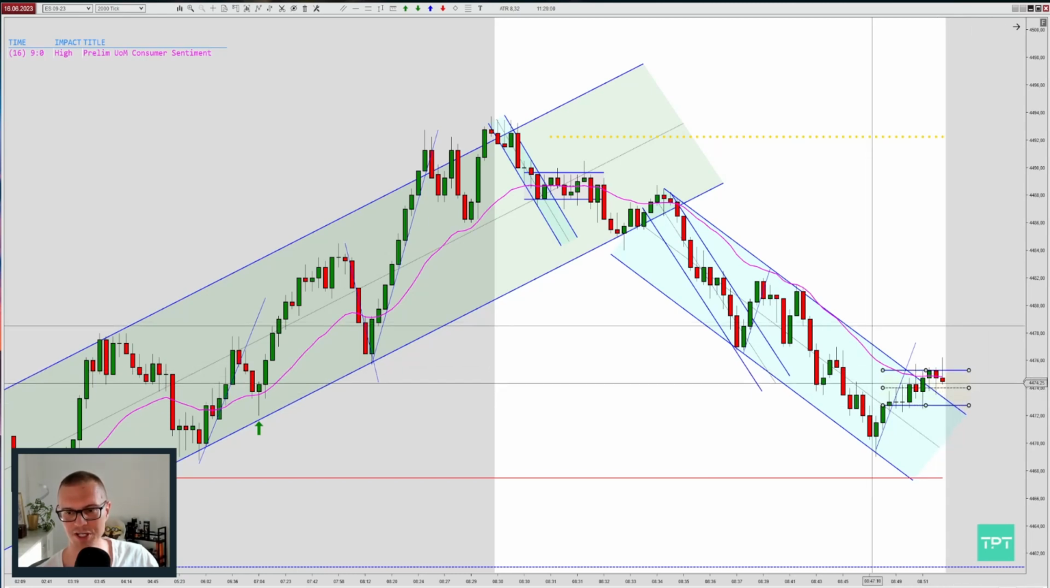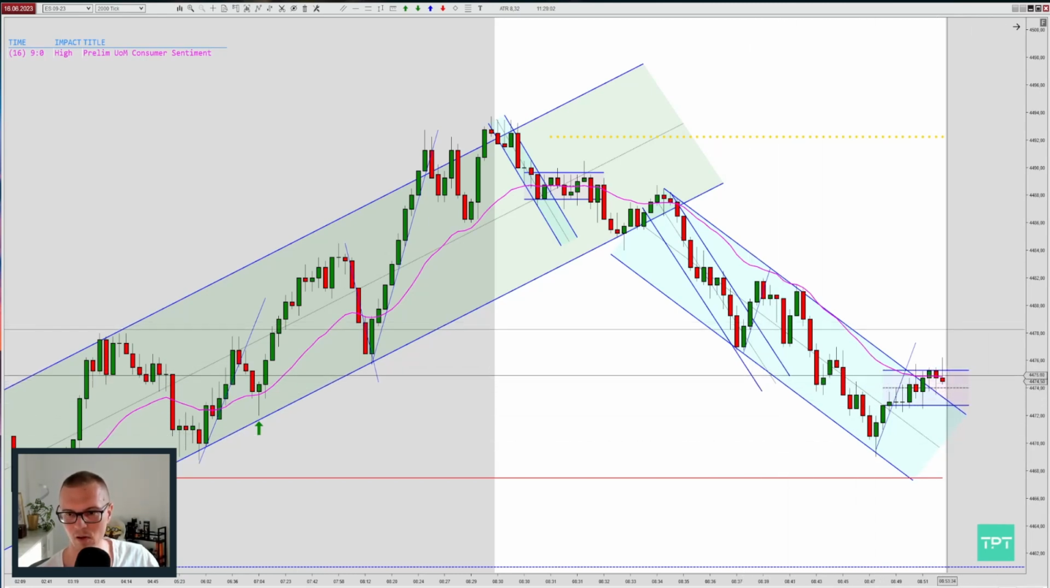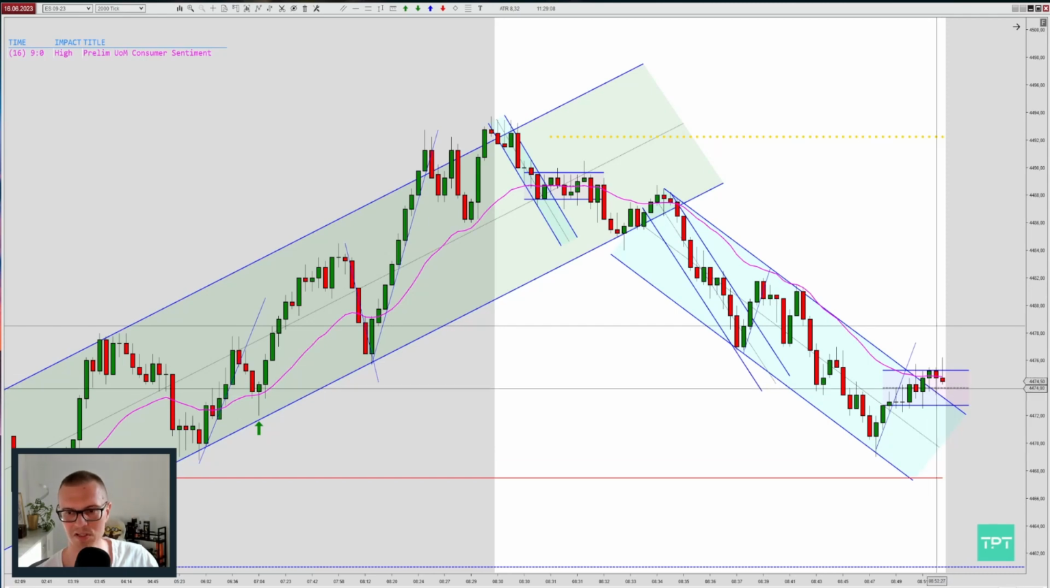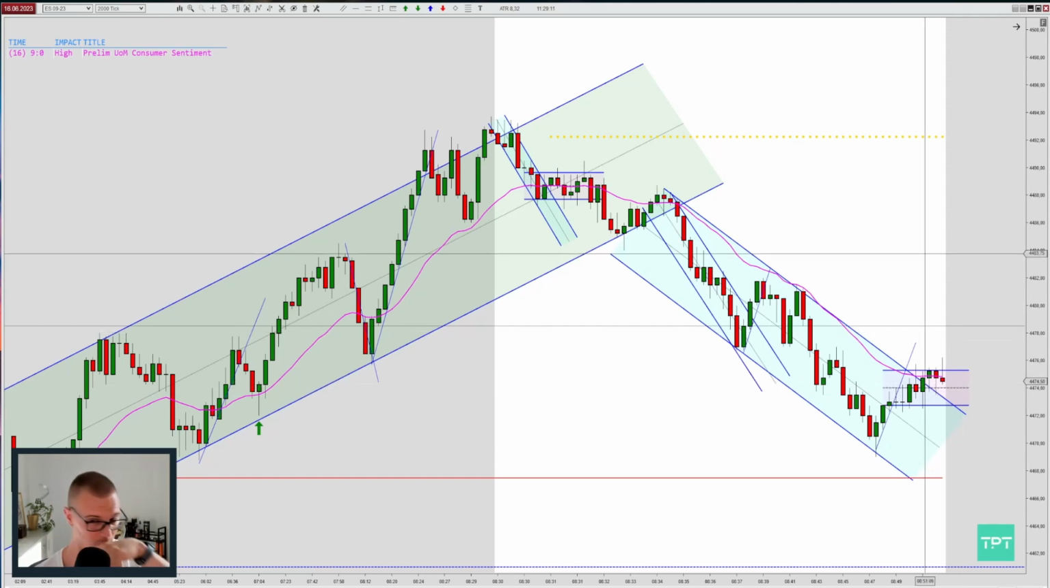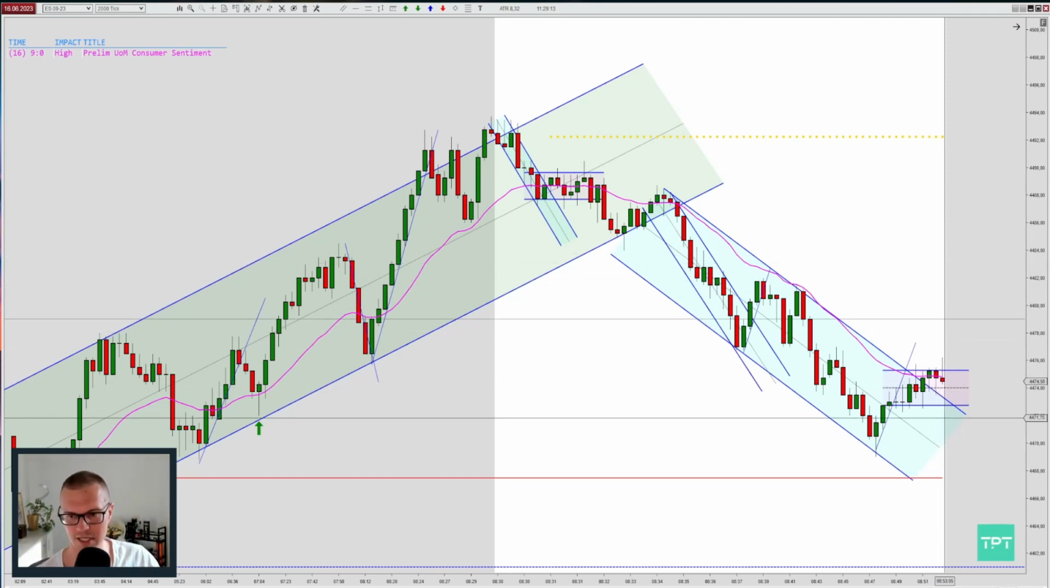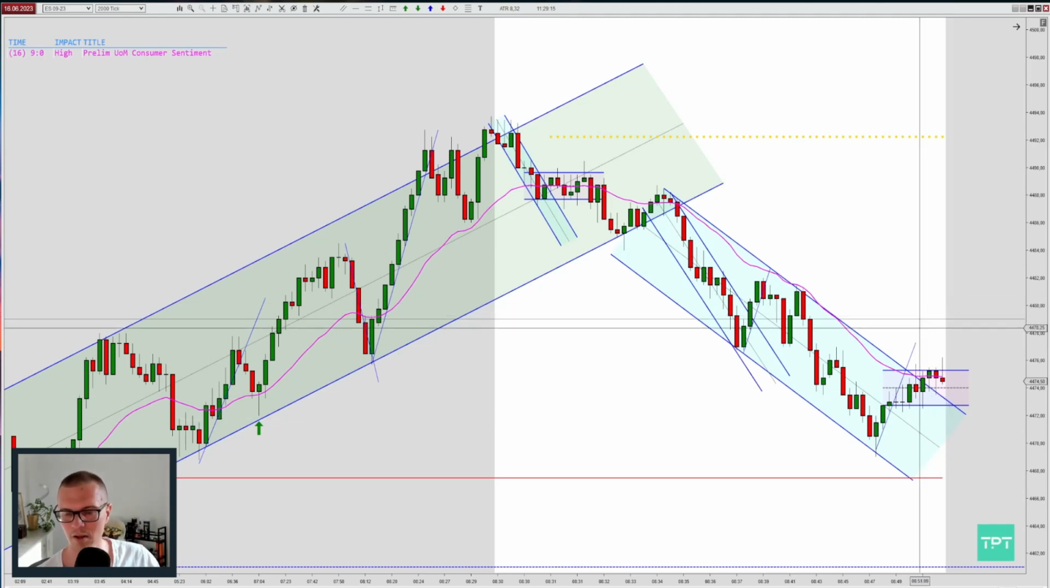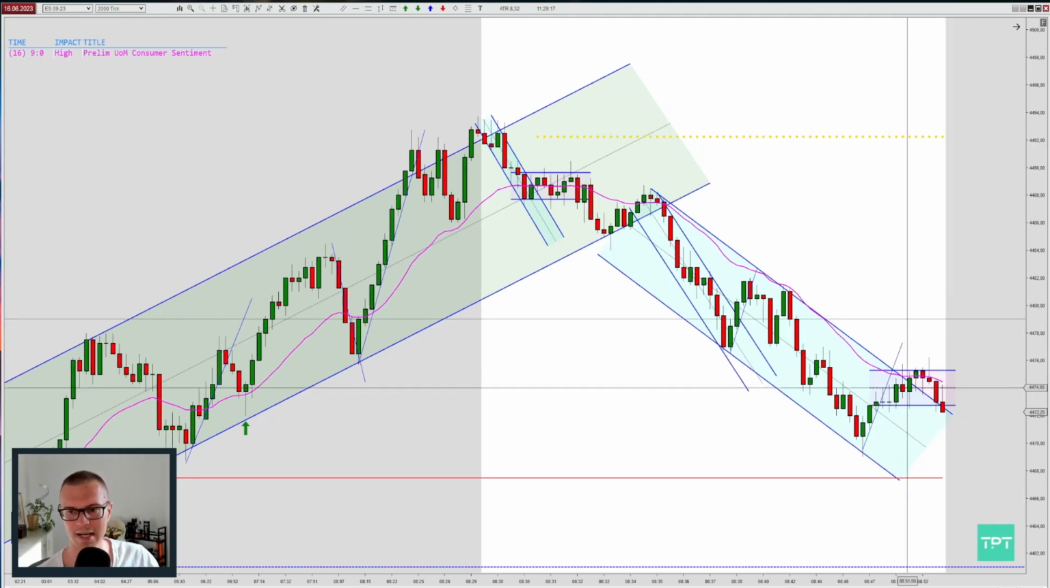We have some congestion going on here. You can see all these bars are stacked up around the same level. There's a difference of like 2-3 points maximum. So I really don't want to take a trade when it's so congested. So all we have to do is wait.